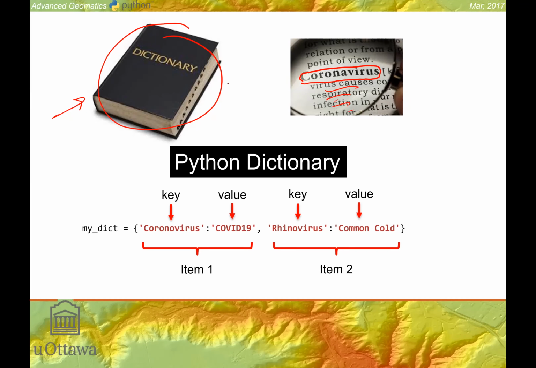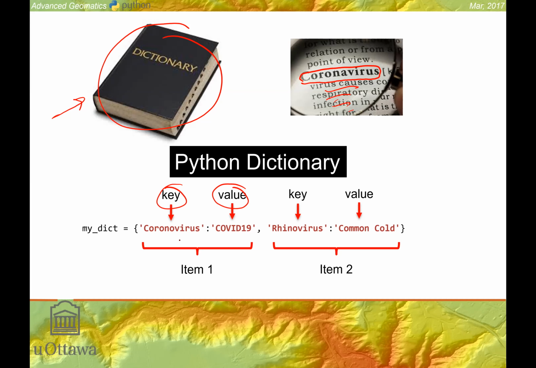A Python dictionary is kind of the same organizational bit. So it's organized the way a regular dictionary is. In Python, we have keys and then values that are assigned to the key. You can think of the value as the explanation of the key.